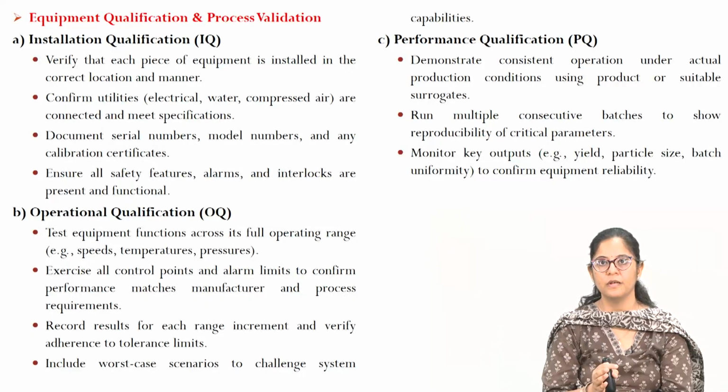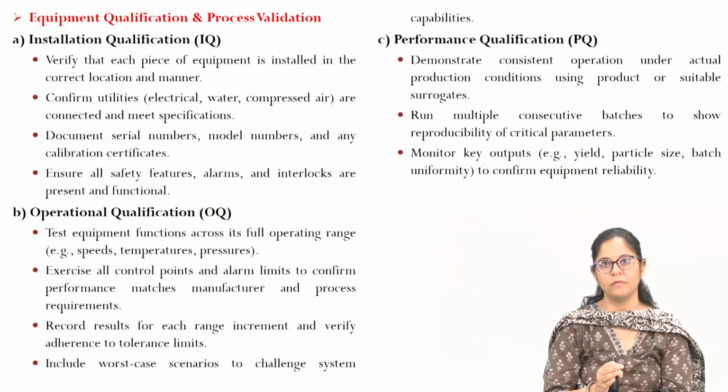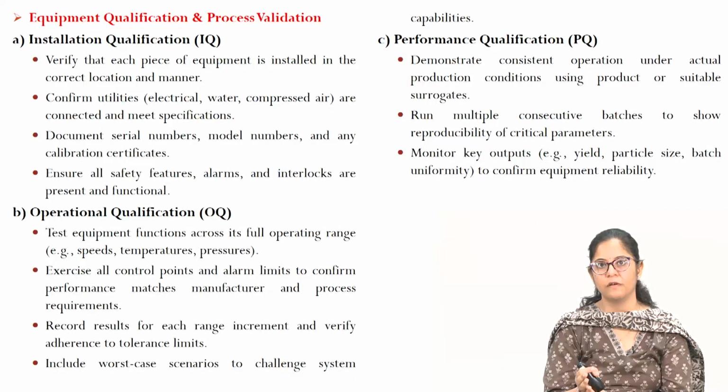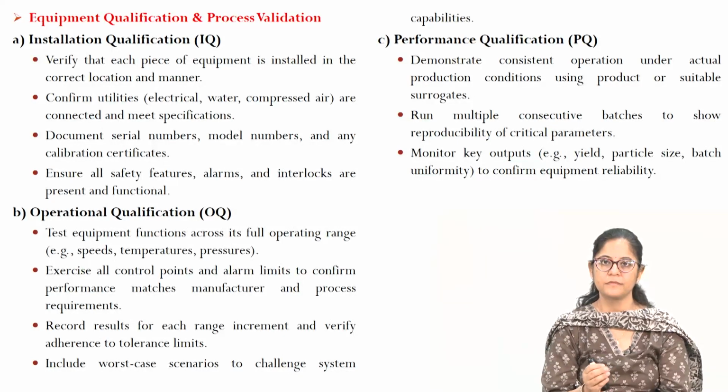The document serial numbers, model number and any calibration certificates are there. It ensures all safety features, alarms and interlocks are present and functional. Next is the operational qualification, in which the test equipment functions across the full operating range, that is speed, temperature, pressure, exercises all control points and alarm units to confirm performance matches manufacturer and process requirements.